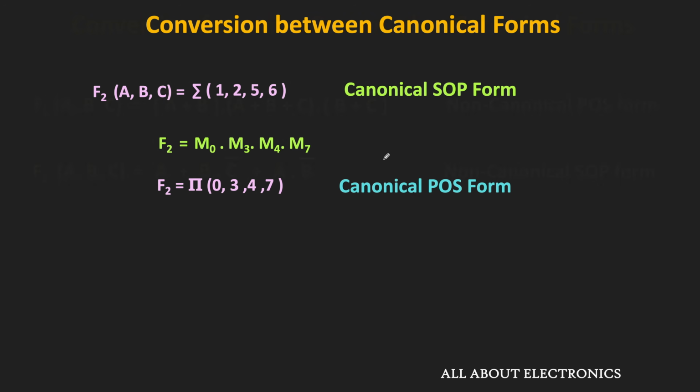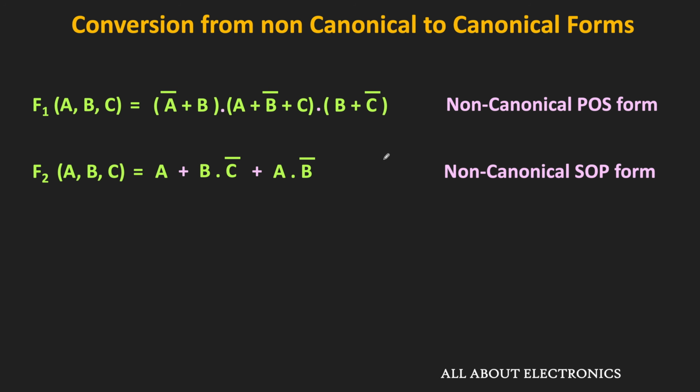Similarly, in the next video, we will see how to convert any non-canonical form into the equivalent canonical form. We will see how to convert the non-canonical POS form of expression into the equivalent canonical form. And likewise, how to convert the non-canonical SOP form of expression into the equivalent canonical form. But I hope in this video you understood the sum of products and the product of sums form of representation of the Boolean expression, and you also understood the concept of min term and max term.